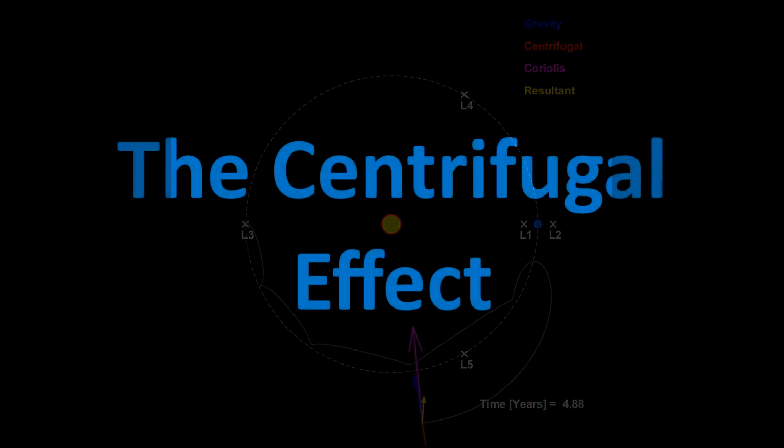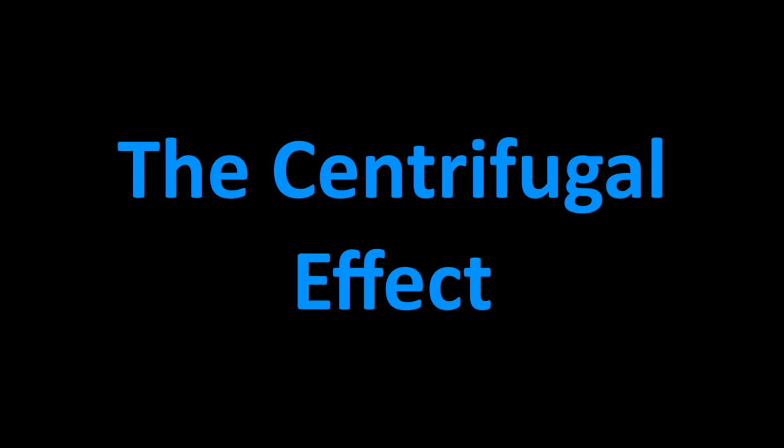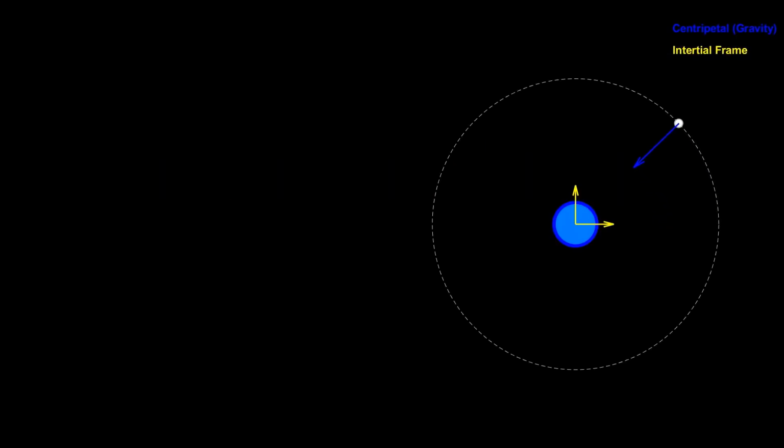Let's start by reviewing the centrifugal force. In an inertial reference frame, the gravitational attraction between a spacecraft and the central planet provides the centripetal acceleration required for a circular orbit. It's important to note that in order for a centripetal acceleration to exist, a tangential velocity must also exist. Let's now consider a rotating reference frame that rotates with the same angular velocity as the spacecraft.